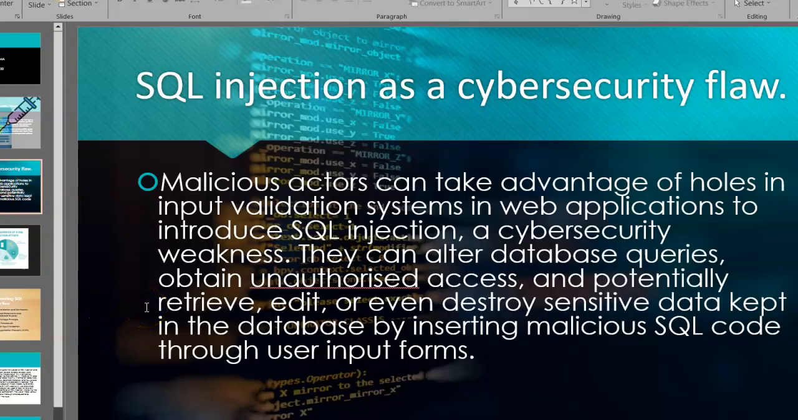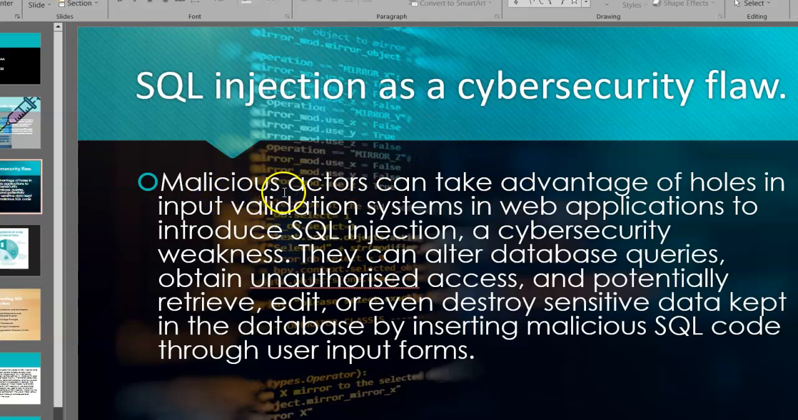Moving ahead, SQL injection as a cybersecurity flaw. Now let's delve into how cyber criminals exploit weaknesses in input validation systems. They use these vulnerabilities as entry points to inject malicious SQL code into web applications. Once they succeed, they can manipulate database queries, gain unauthorized access, and potentially compromise the integrity of sensitive data stored within the database. It is very similar to what I said before.